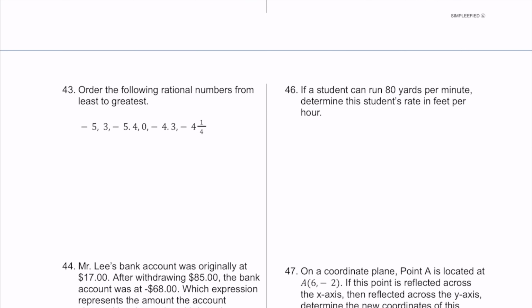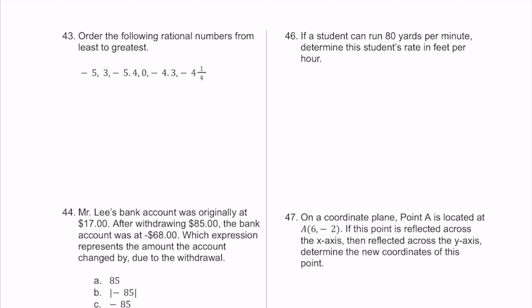For number 43, we're going to go ahead and order these rational numbers, just fractions, decimals, anything that can be written as a ratio of two integers, from least to greatest. The smallest one here is, I believe, going to be this negative 5.4. Okay, it has the greatest absolute value. Then I think we have negative 5 next. Okay, and then we have to look for more negative numbers. We have negative 4.3, and we have this negative 4 1/4.